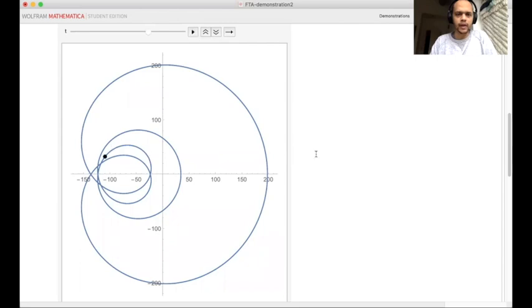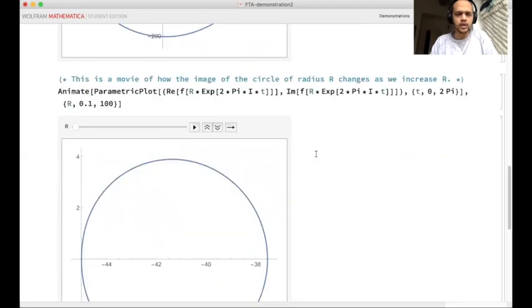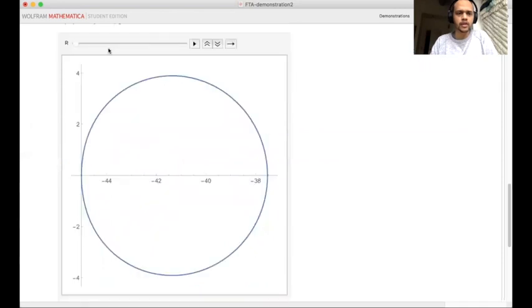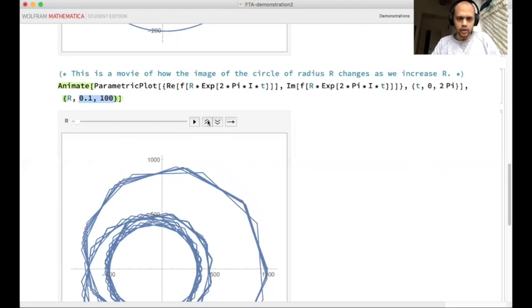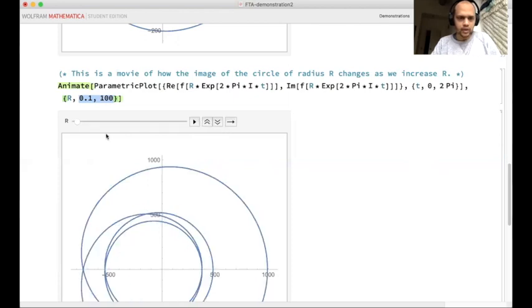Okay, and then I have one more animation. In this animation I'm varying R, so I'm looking at the image of the circle of radius R. R is going from very small to very large, from 0.1, very close to the origin, a very small circle around the origin, to a very large one. What we want to compare is the winding number as we go along. It goes pretty fast, so let's slow it down.